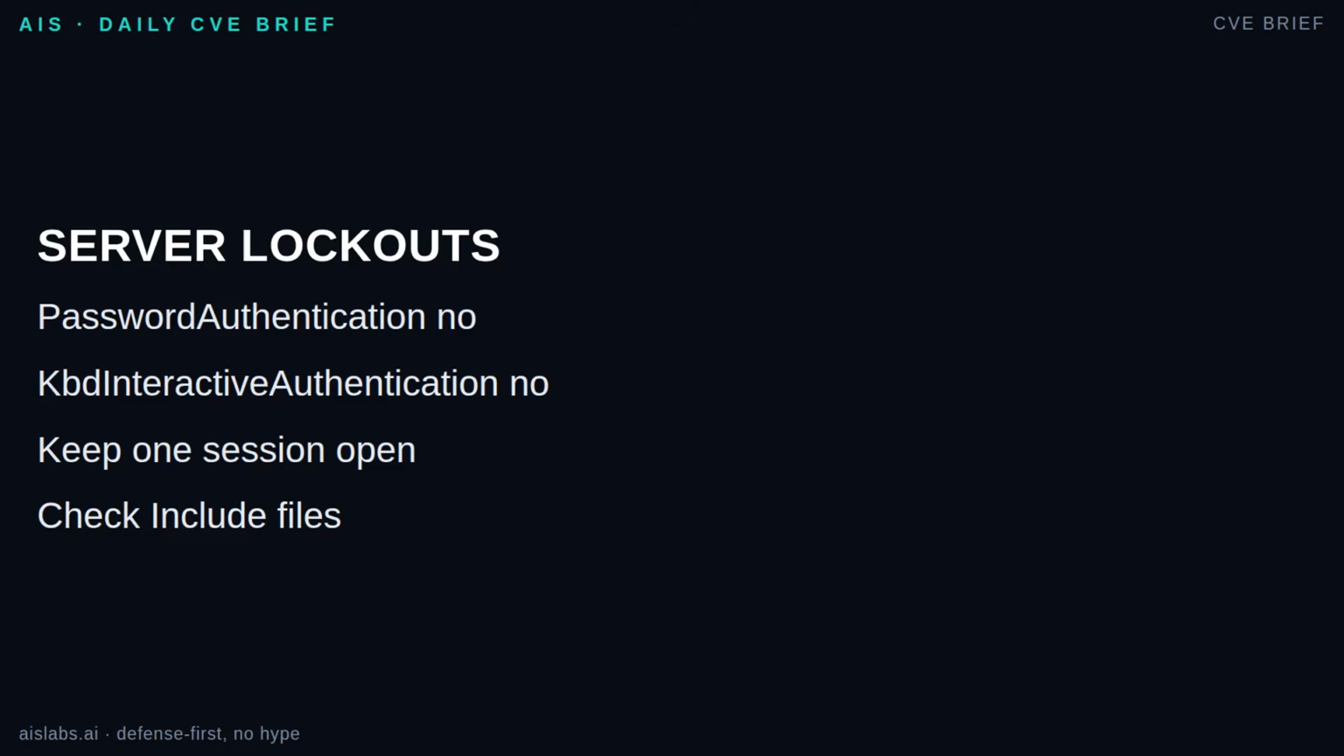Also check Include lines in sshd_config. Many distributions load extra snippets from sshd_config.d. A later file can override what you thought you set. Finally, permissions matter. Private keys should not be group readable, and ~/.ssh should not be writable by other users.